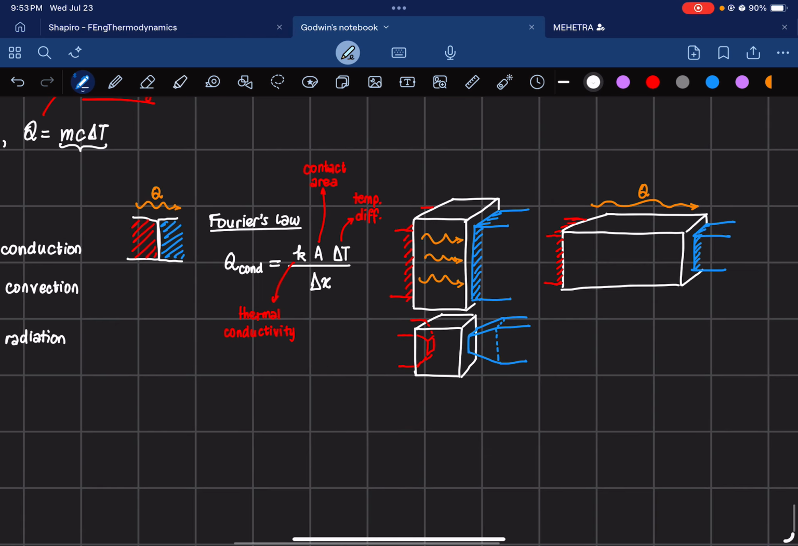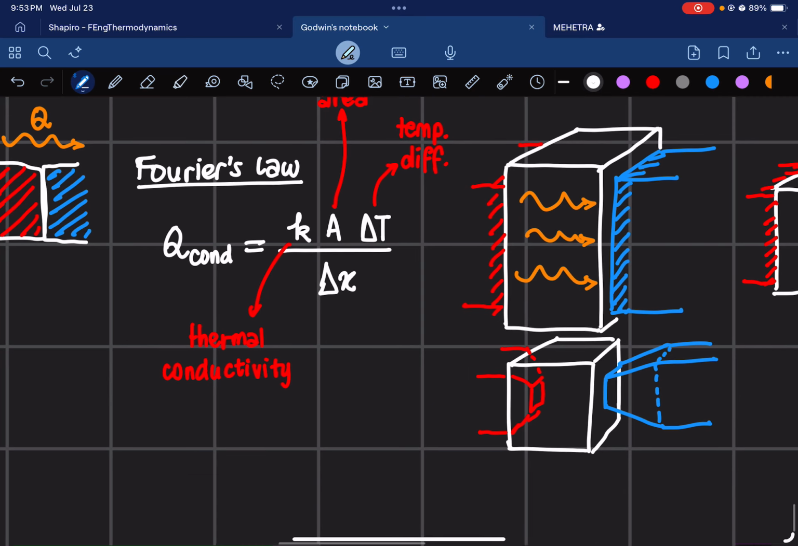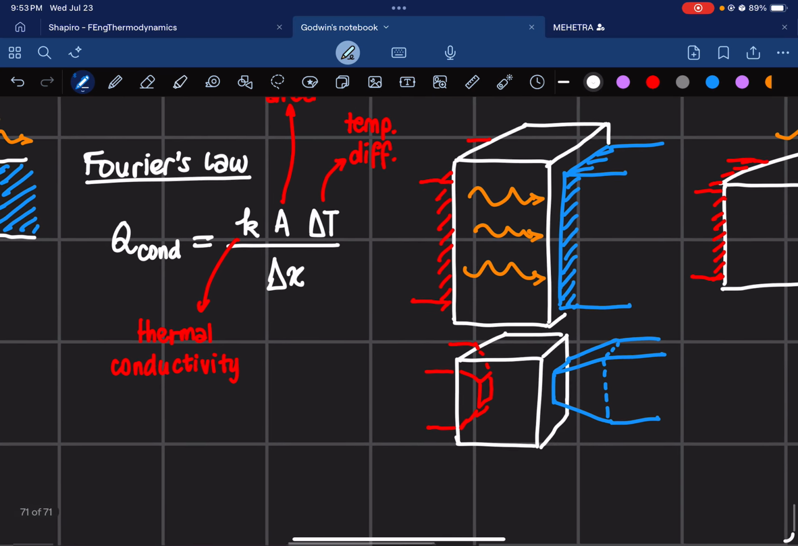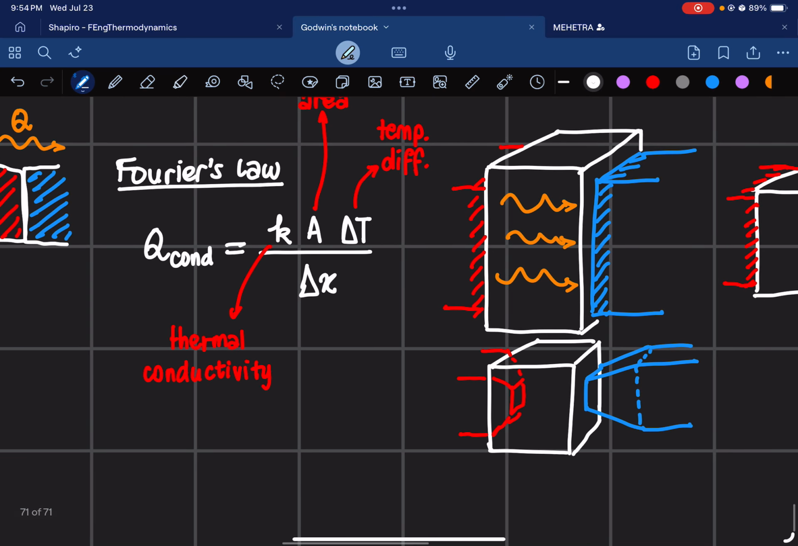Okay? So finally, our equation for determining the amount of heat transferred via conduction is complete. This is Fourier's law, and basically this states that the amount of heat conducted is equal to K, the thermal conductivity, times the area, the contact area, times the temperature difference all over the thickness. Yun na lang sabihin natin, the thickness of the material.